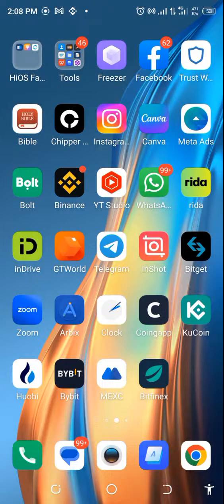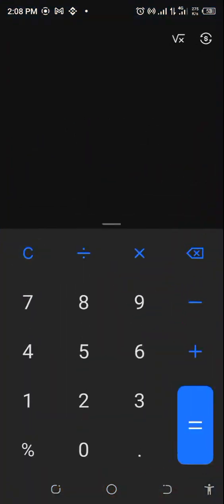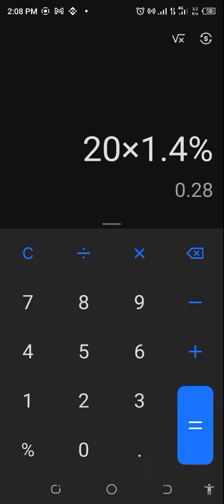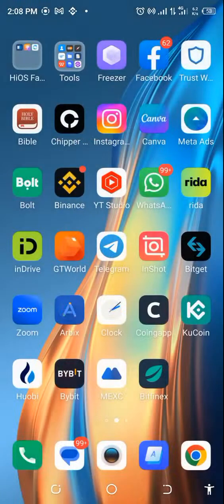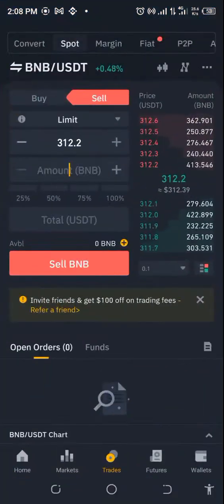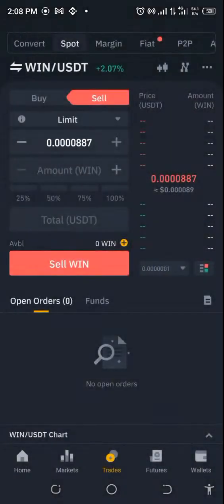I was thinking of going, let me deal with my calculator just to be on the safe side. So that's 20 times 1.4%. Okay, yeah. So let's go ahead and try this out. Okay, so I'm going to do a little bit more elaborate simulation, and see what we will get. So let's go back and see how we will do this.